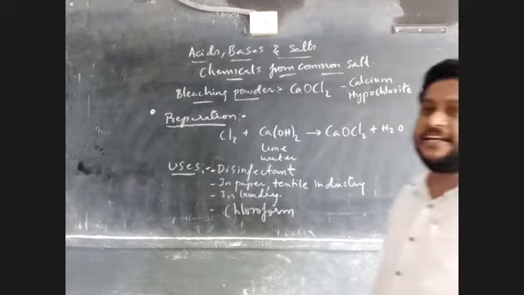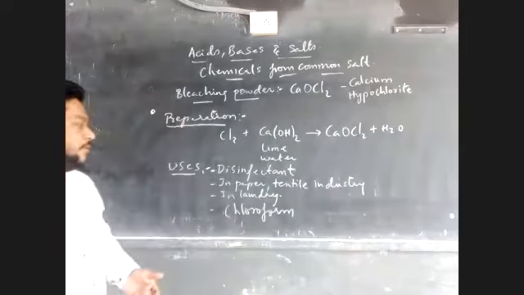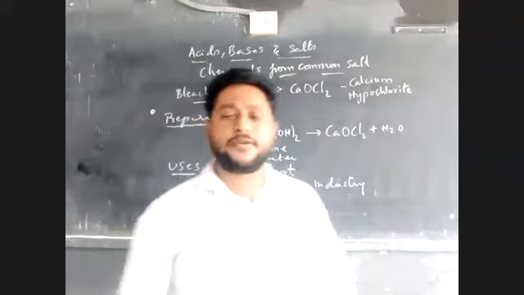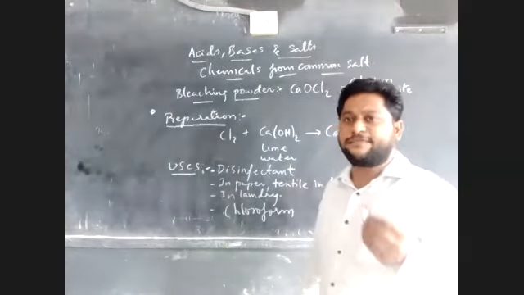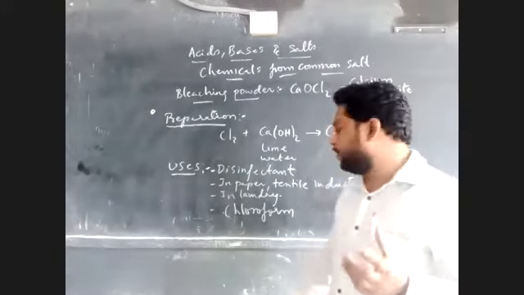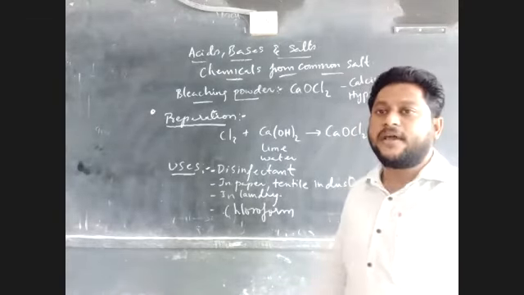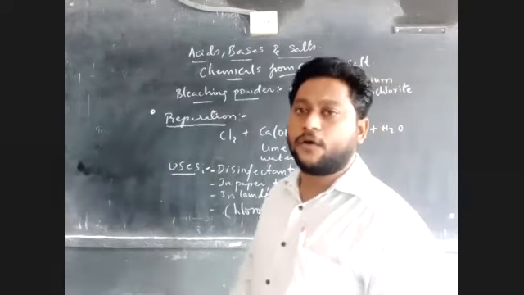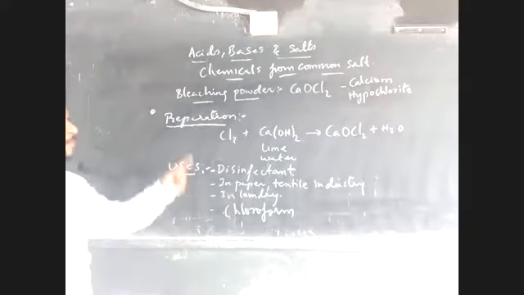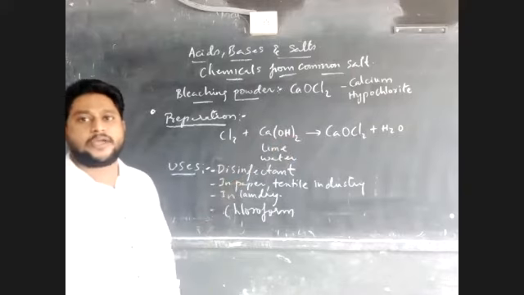Okay, yes, it is used as an oxidizing agent. Removal of colors. So it is used as a disinfectant, used in the paper industry, textile industry, and also used in the laundry for cleaning the cloths, and then it is used in the preparation of chloroform. Okay, so this is all about the preparation of bleaching powder, and uses.